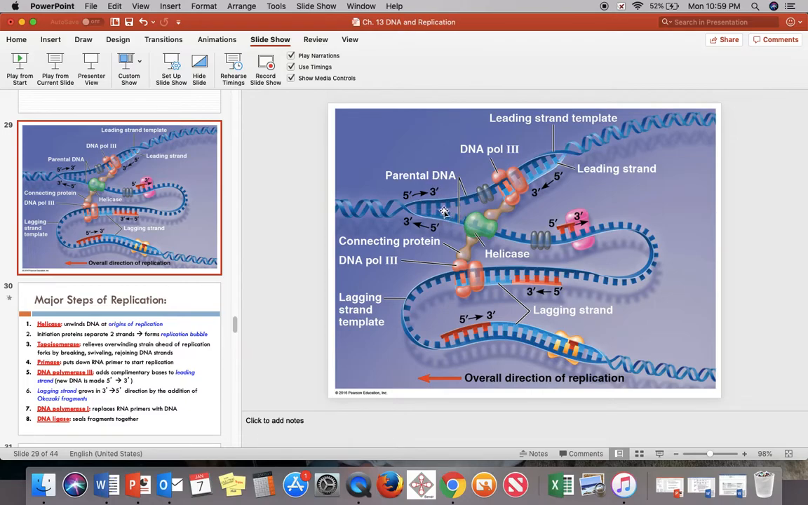Keep in mind we've got those weak hydrogen bonds that are holding our bases together. So helicase is going to break those bonds. It's going to unwind the double helix form of this DNA. Okay, so it works ahead of this enzyme DNA polymerase 3, obviously, because we have to open up the strand in order to get at it and add new nucleotides.